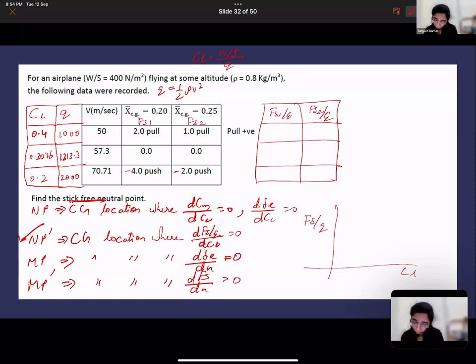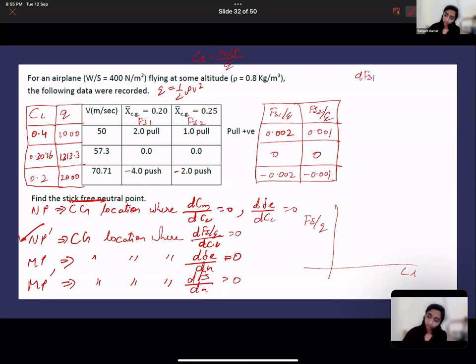Okay, so Fs1 by Q, pull is positive. So it's 0.002. And this would be minus 0.002. Right? Yes. This would be 0. This would be 0. This would be 0.001. And this would be minus 0.001. So now you got your 2 lines. Right? So find out the slope of the 2 lines.